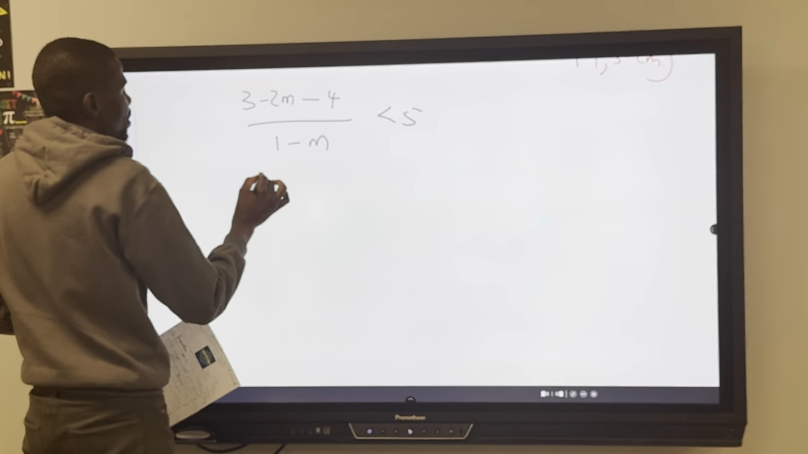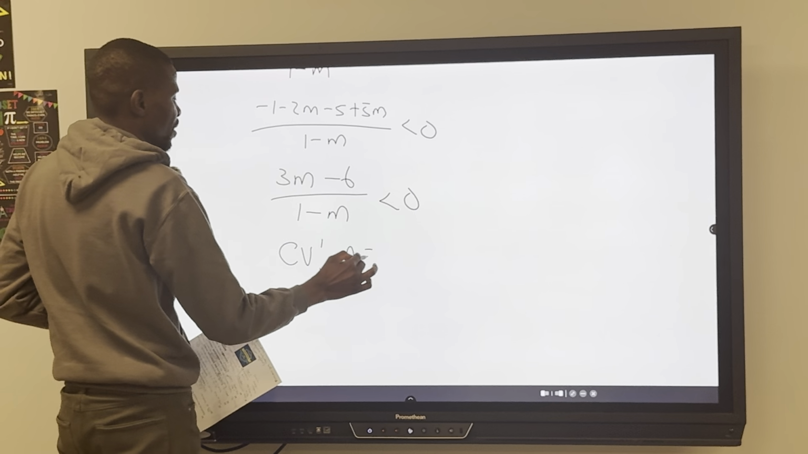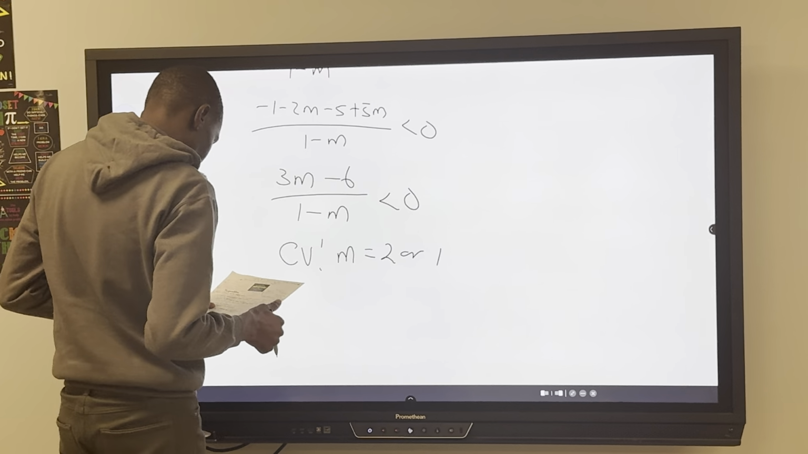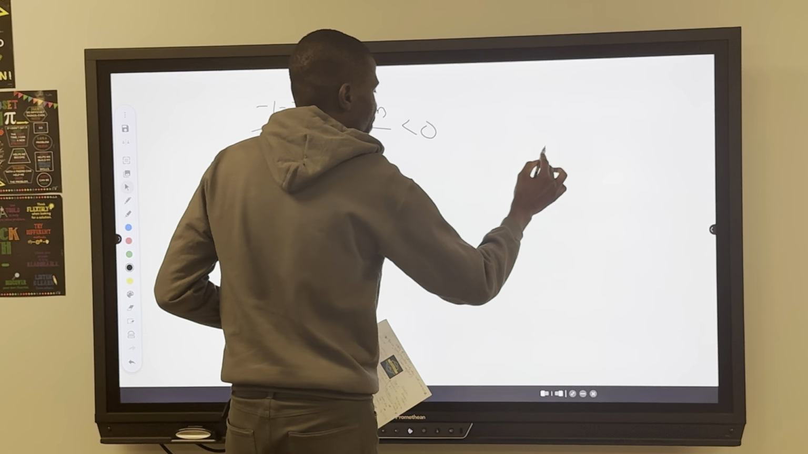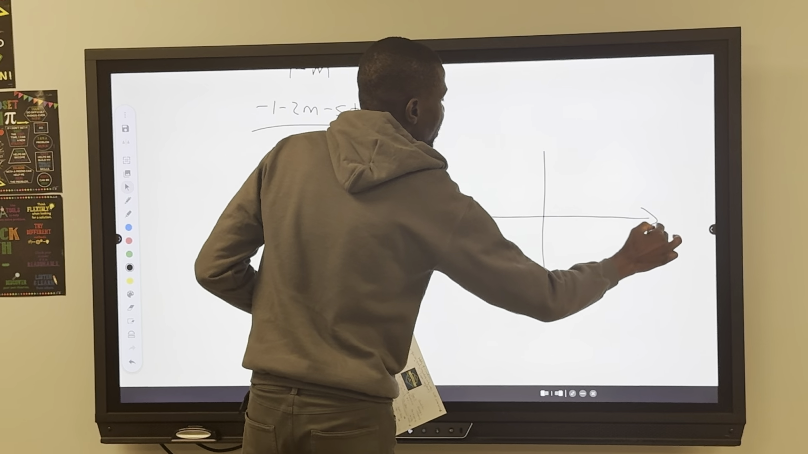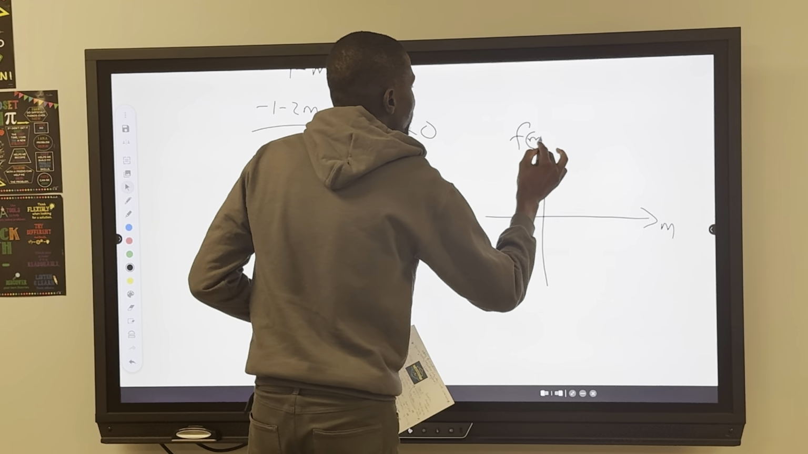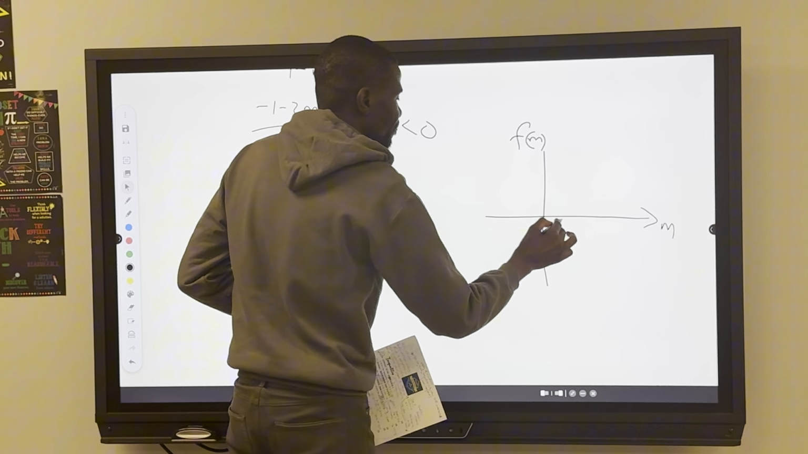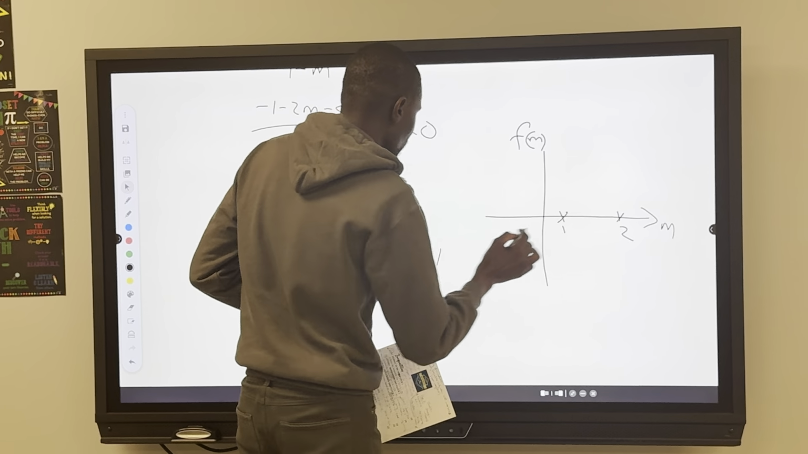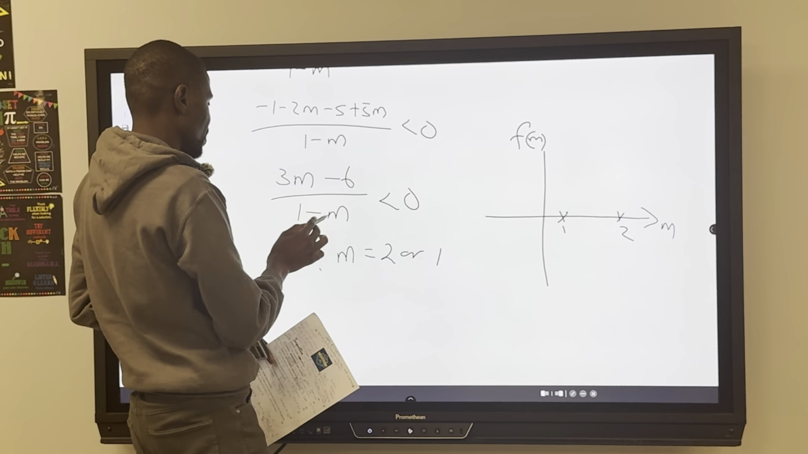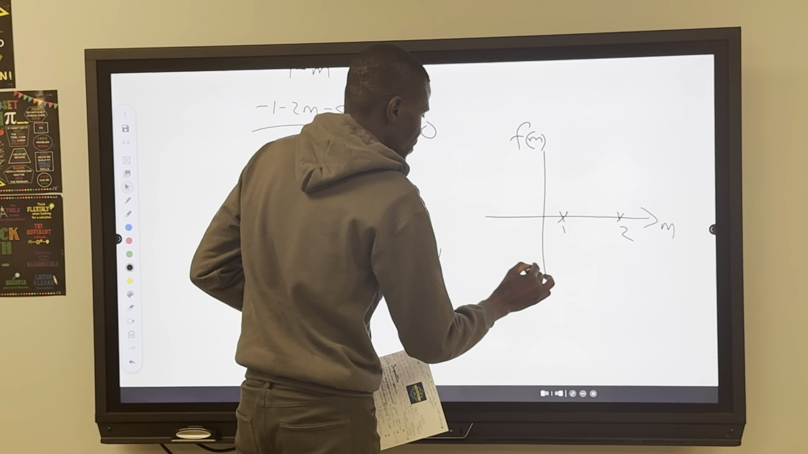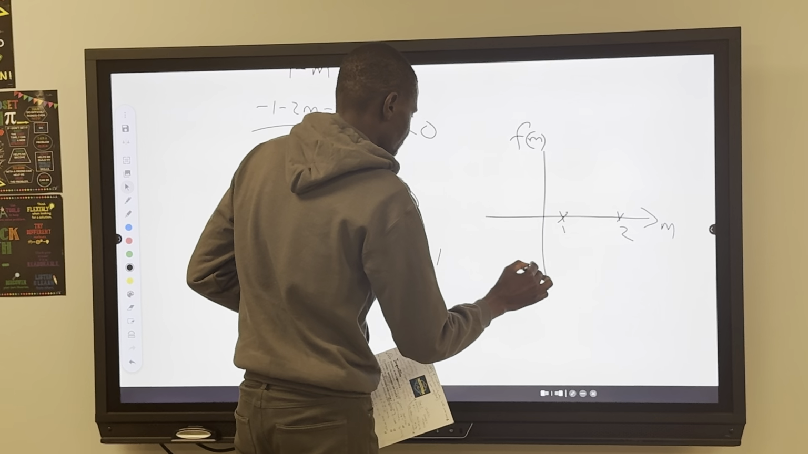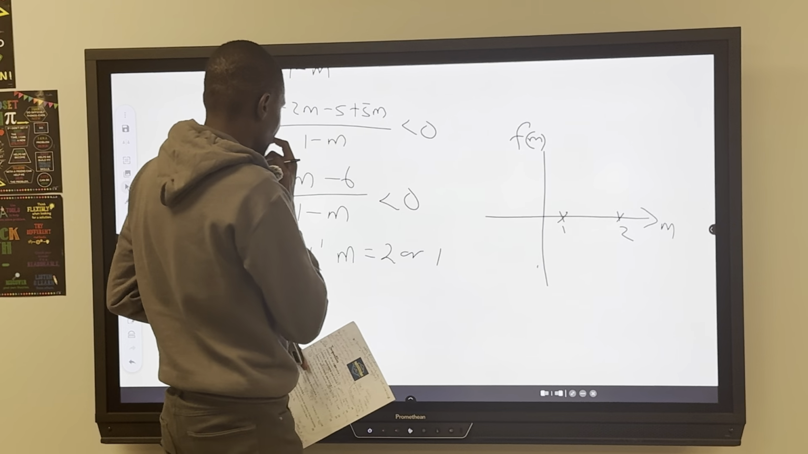So our critical values, right, m equal to 2 or 1. So now we have that. So we are going to sketch the function of m here, right? So I have 1, I have 2. When m is 0, this is positive, negative, so it passes through this. So the graph is like that, right?